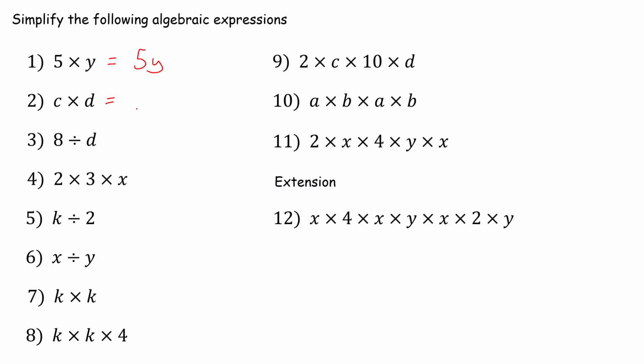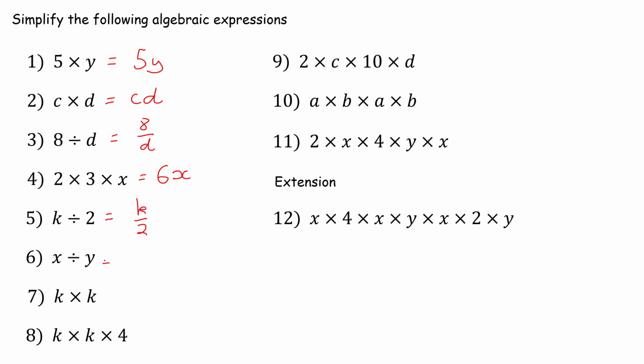We can write it. You're timesing again, you just group it together, cd. 3, 8 divided by d. We write this as 8 over d. Okay, these mean the same thing. It's just a better way, a more simplified way of writing it. Question 4, or 2 times 3 is 6. You're then timesing it by x, so you group it all together to give you 6x. Okay, so 6x. Question 5, k divided by 2. We just write it as k over 2.